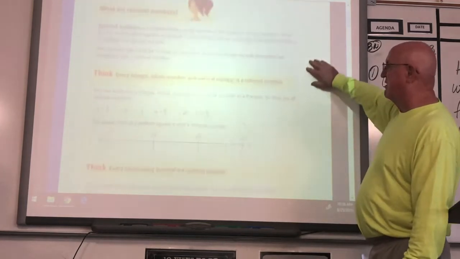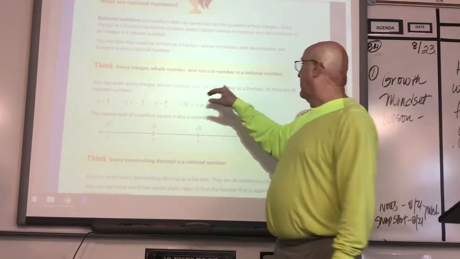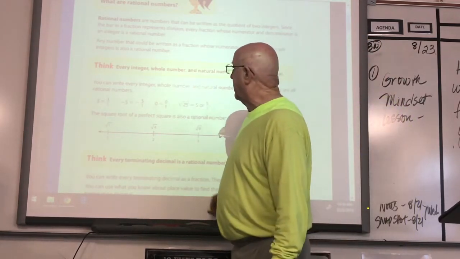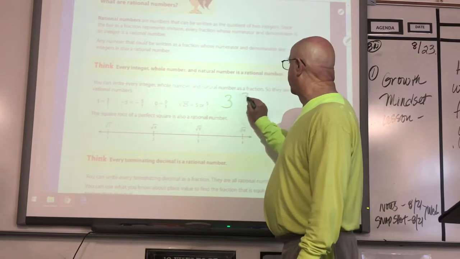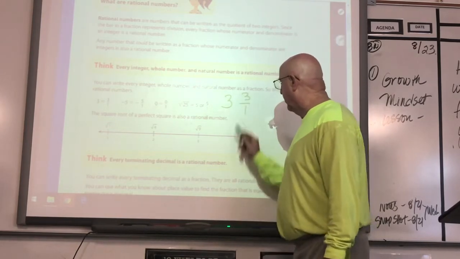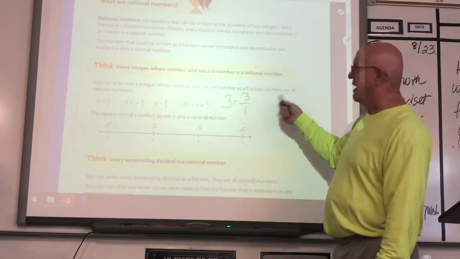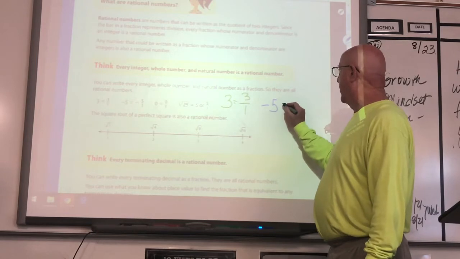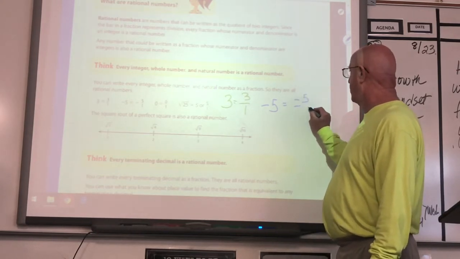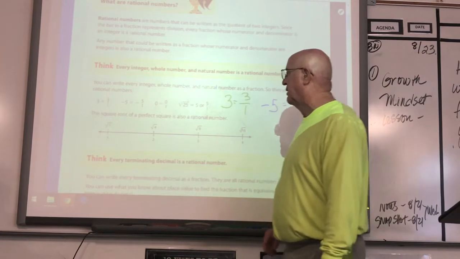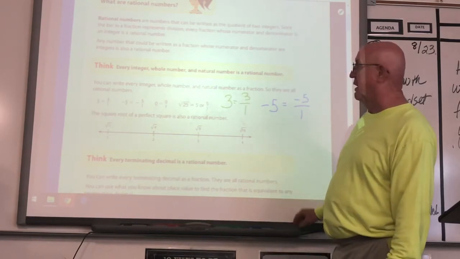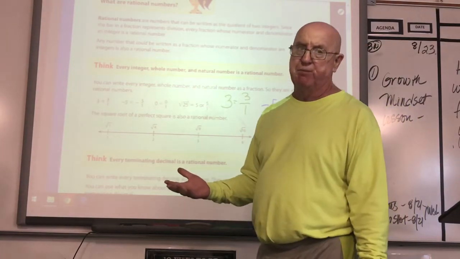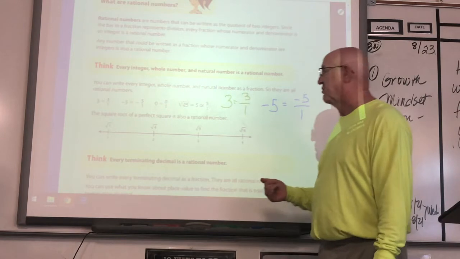Now you can write every integer, whole number, natural number as a fraction, so they're all rational numbers. What that says is, like the integer 3 can be written as 3 over 1, right? So that makes that a rational number. Negative 5 can be written as negative 5 over 1, which makes that a rational number, all right? And 0 actually is, because if you divide 0 by 1, you get what? 0, remember? 0 divided by any number is 0.